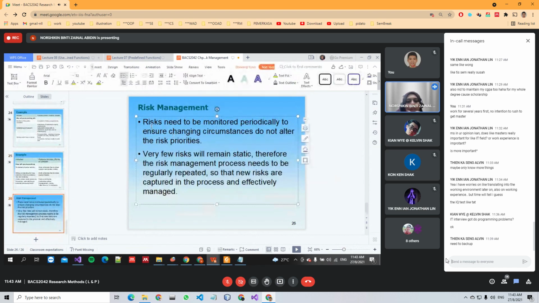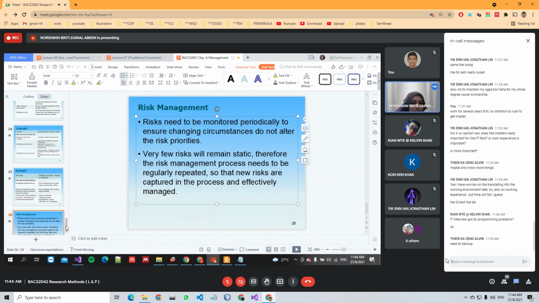Okay. So risks need to be monitored periodically to ensure changing circumstances do not alter the risk priorities. So very few risks will remain static. Therefore, the risk management process needs to be regularly repeated so that new risks are captured in the process and effectively managed. So this means it is very important for us to manage our risk wisely because there are a few types of risks, and we need to be aware of the risk so that we can manage and solve it. Oh, that's the last page.